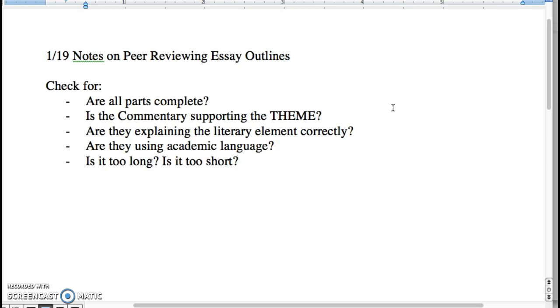Number 3, are they explaining the literary element correctly? Do they have a correct understanding of the literary element that they're talking about, or do they not quite get it? Number 4, are they using academic language? If at any point they sound too casual, make sure that you write a comment and let them know that they need to upgrade to academic language.